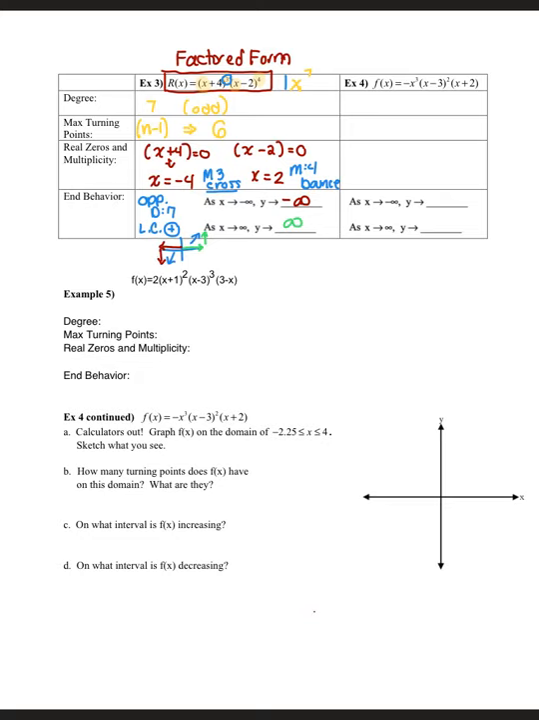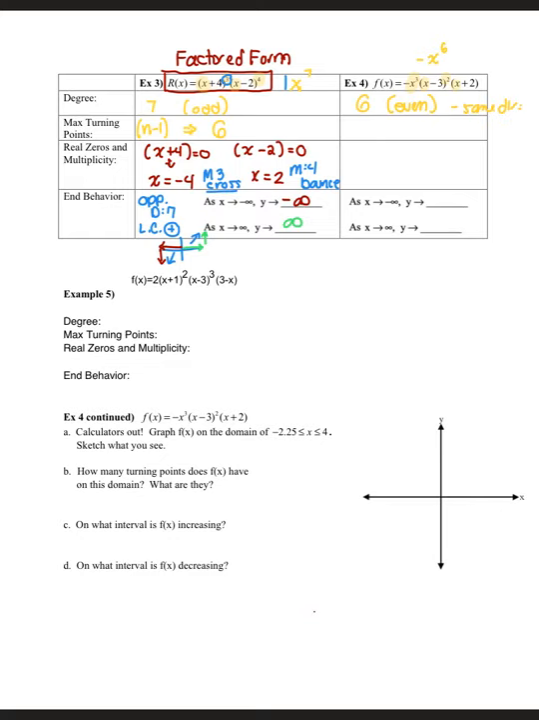If we look at example 4, once again, the first thing we want to do is figure out the degree. Think of it in terms of multiplying this out in standard form: you'd be multiplying x cubed times x squared times another x. If I multiply all of those together, I'm going to end up with a leading term of negative x to the 6th power, which means my degree is 6. It is even, and this graph is going to be pointing in the same direction.